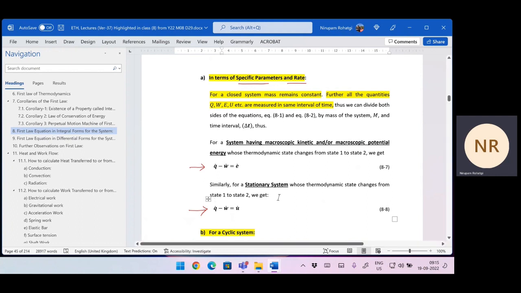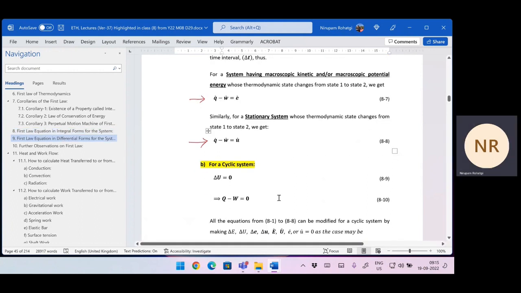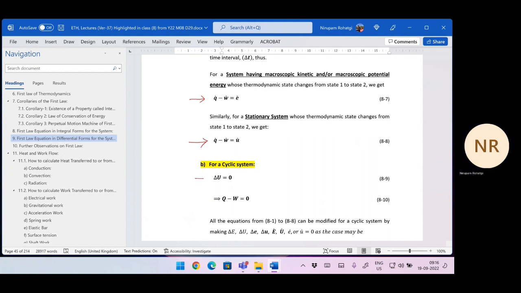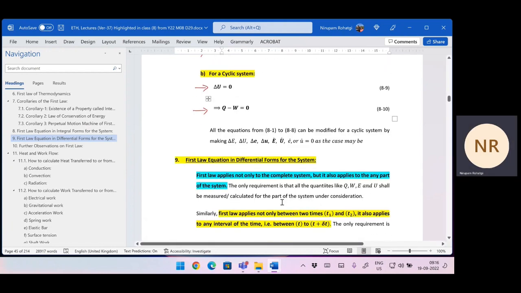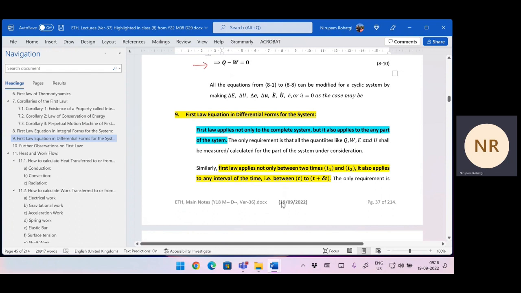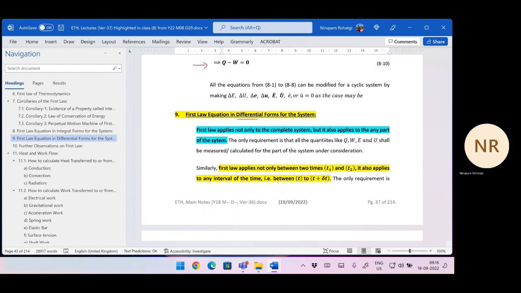Okay. Now, if the system is cyclic, then you know that delta U will be 0, and you can write Q minus W equal to 0. Cyclic means the system has come back to the same state, which means U is going to be same. Okay. Now we can do this law in differential form also. The same law can be written in differential form also.